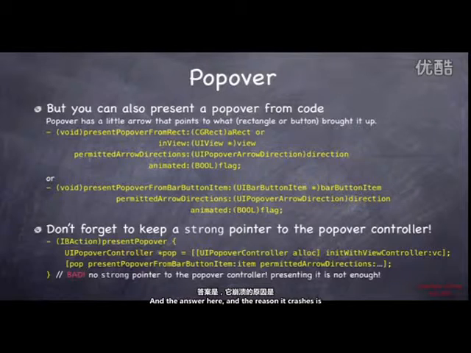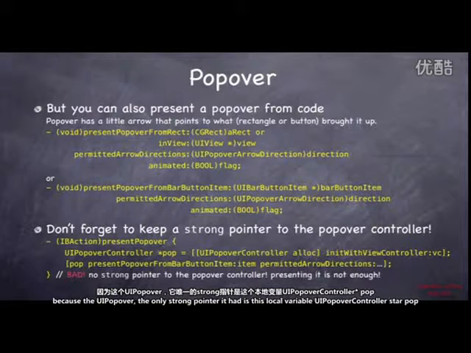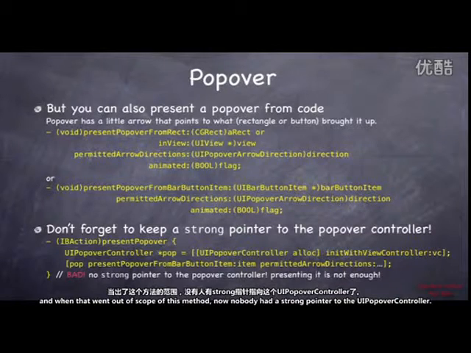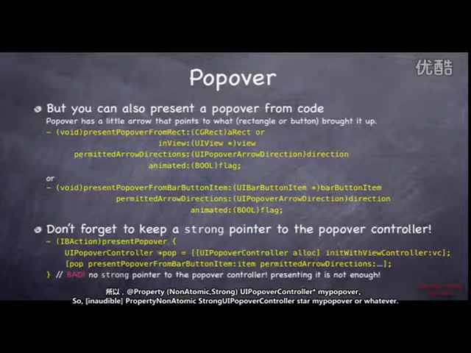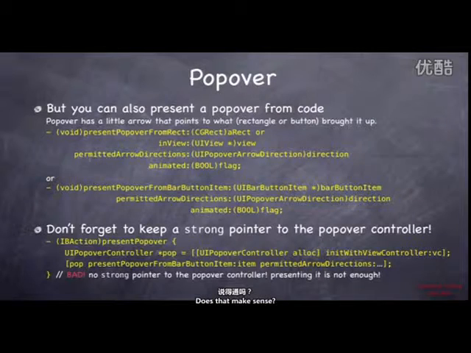Well, the answer here, the reason it crashes is because the UI popover, the only strong pointer it had was this local variable UI popover controller star pop. And when that went out of scope of this method, now nobody had a strong pointer to the UI popover controller. So you almost always create a property in your object when it puts up a popover controller, right? A strong property. Some @sign property, non-atomic strong UI popover controller star my popover or whatever. Does that make sense? Okay.